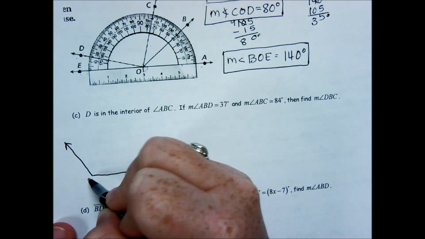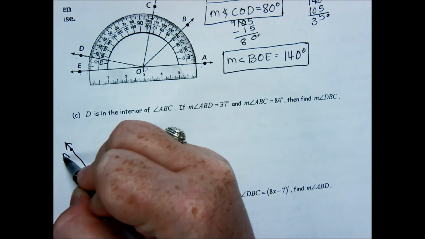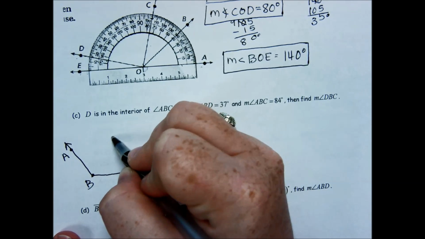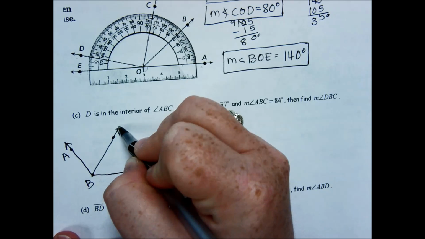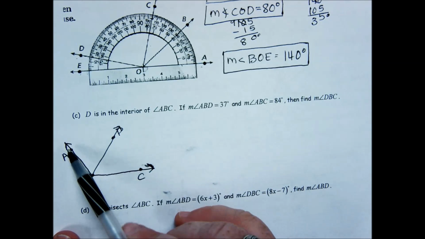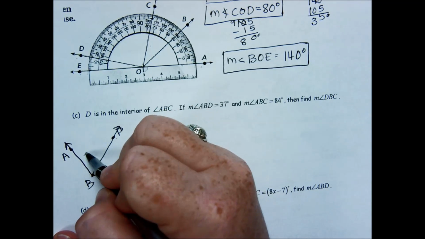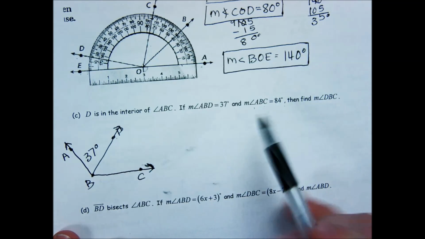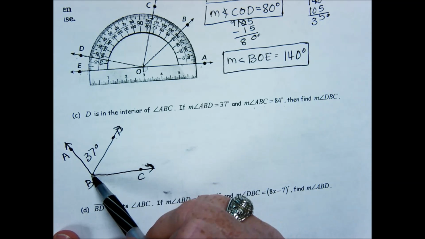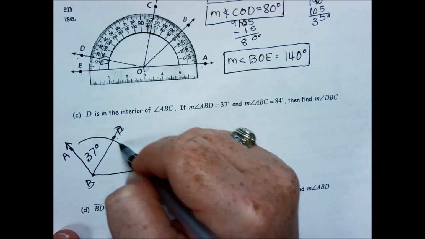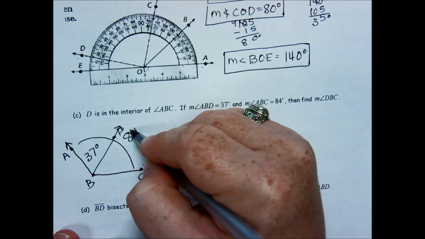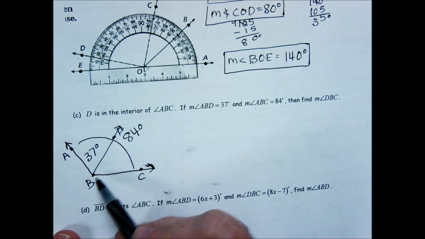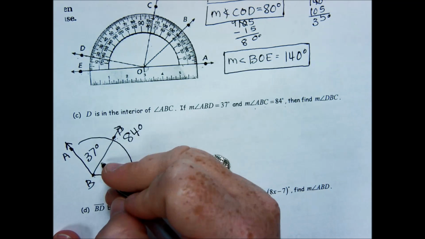It says that I have angle ABC, and D is somewhere in the interior of it. Now it tells me that ABD is 37 degrees, and it tells me that ABC is 84. So this whole thing right here is 84 degrees. Then it says find the measure of DBC. So I'm looking for this right here.